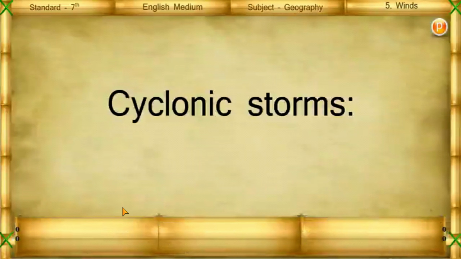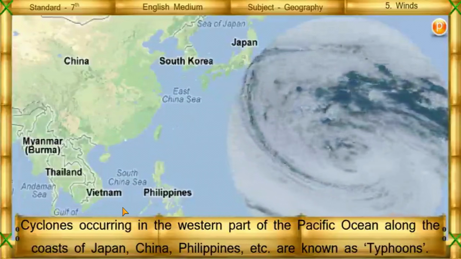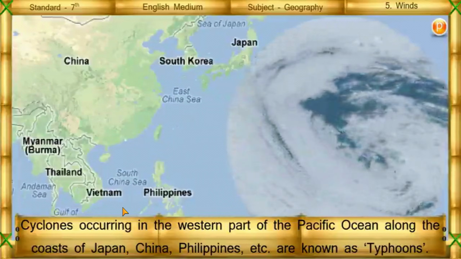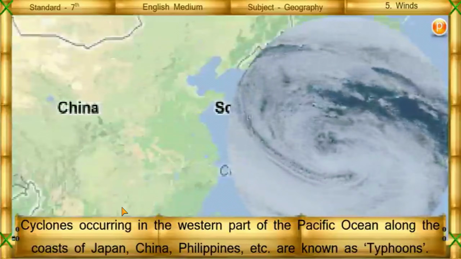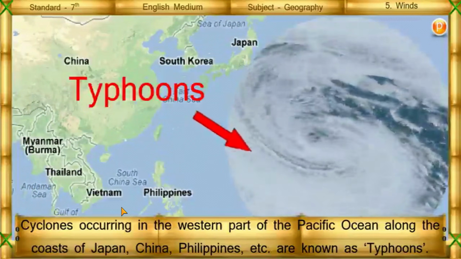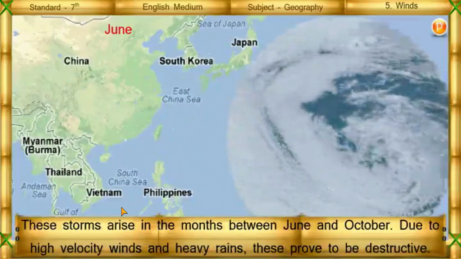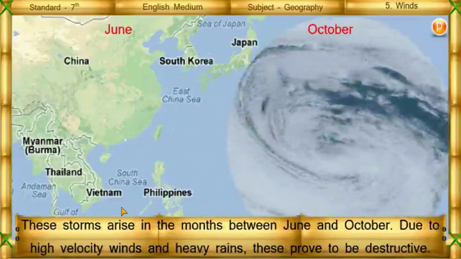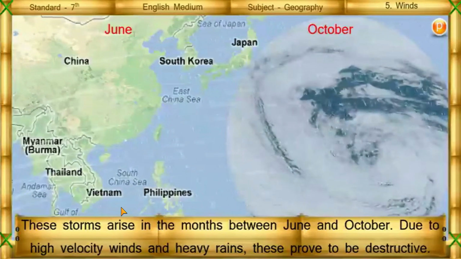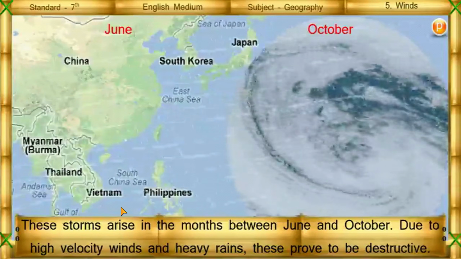Cyclonic storms. Cyclones occurring in the western part of the Pacific Ocean along the coasts of Japan, China, Philippines, etc. are known as typhoons. These storms arise in the months between June and October. Due to high velocity winds and heavy rains, these prove to be destructive.